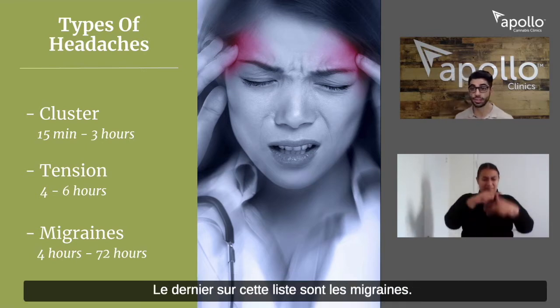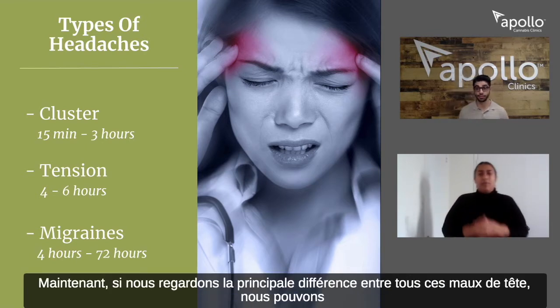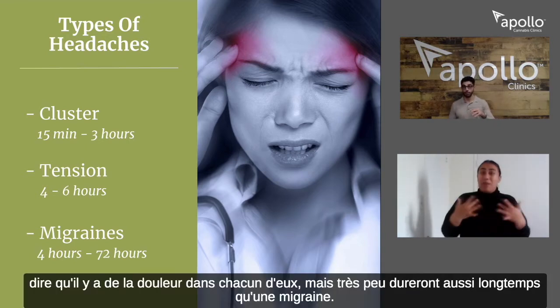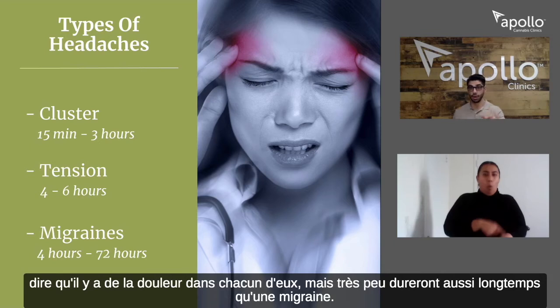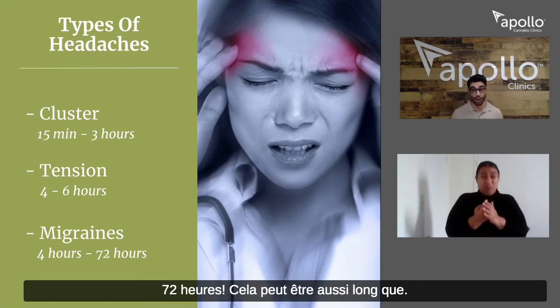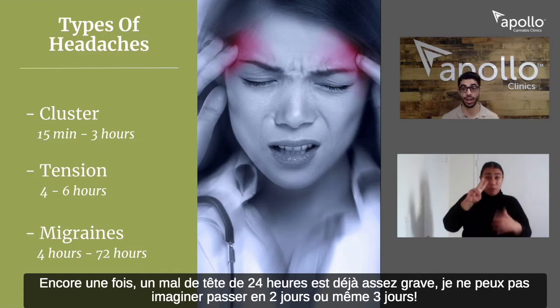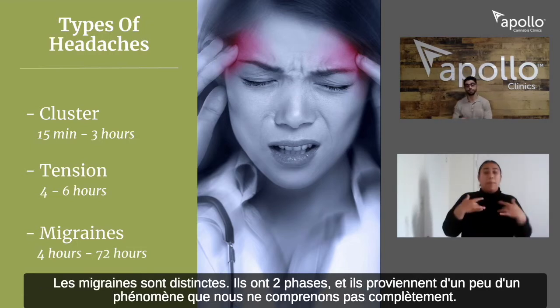The final one on this list are migraines. Now, if we look at the main difference between these types of headaches, there's pain involved with all of them, but very few headaches will go as long as a migraine. They can be as long as 72 hours. Again, a 24-hour headache sounds bad enough. I can't even imagine going past 2 days and then into 3. So migraines are quite distinct.